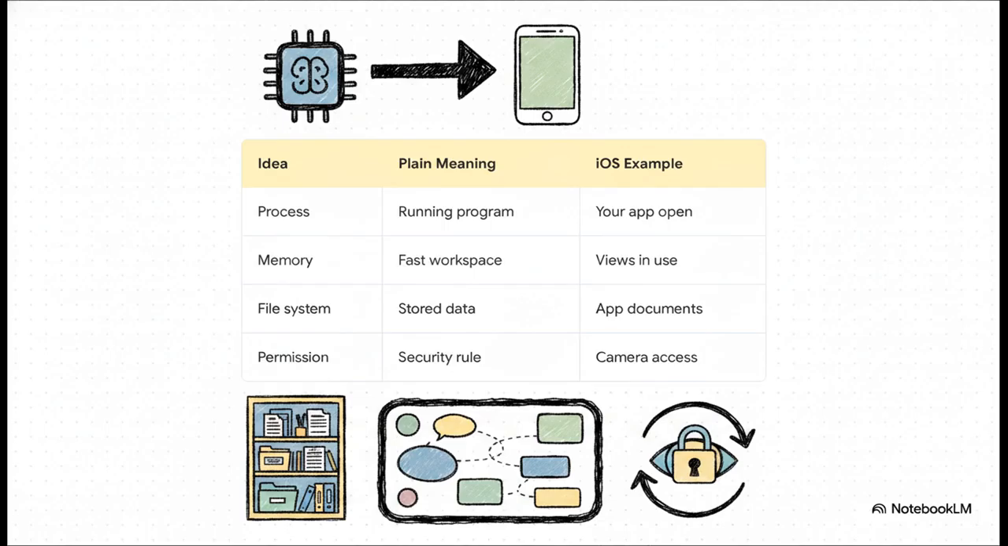A process is literally just a running program, like your app while it's open on the screen. Memory, or RAM, is kind of like your fast temporary workspace for stuff you're using right this second, like your views and variables. The file system handles your stored data, and a permission? That's just a security rule, like when your app politely asks the user, "Hey, can I access your camera?"